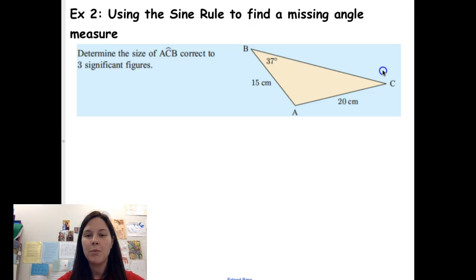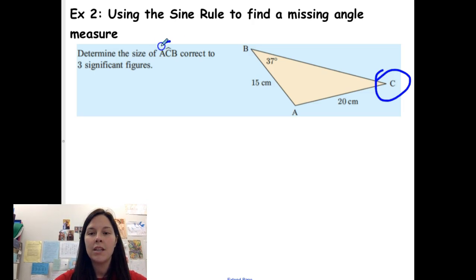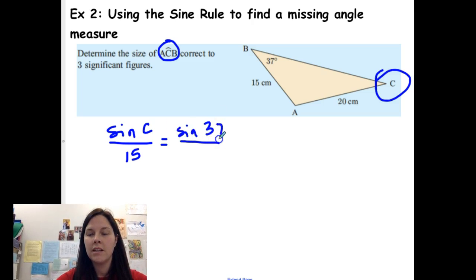All right, last example, we're going to take a look at solving for an angle. This time we're looking for angle ACB. This notation here is international notation for an angle. Notice they have kind of a little hat above the C. That means that's the angle that we're looking at. So this time we have sine of C over the side across from it, which is 15, equals the sine of 37 over the side across from it.